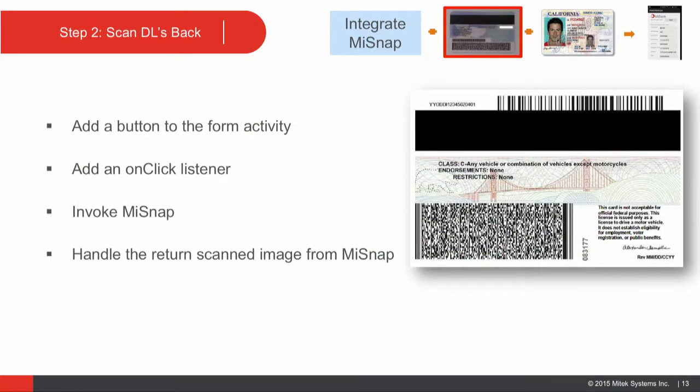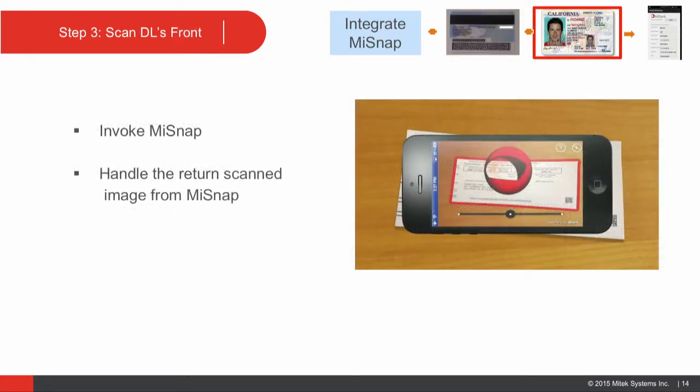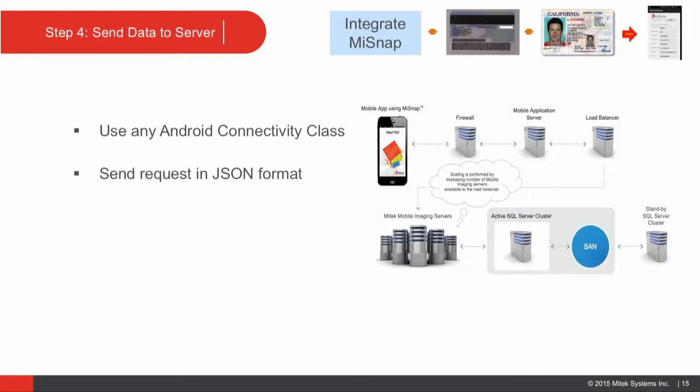In the second step, we will add a button or any widget to the application where we can implement an on-click functionality so that we can start MySnap from it. So once we have the button, we override the on-click listener for that, and we start MySnap. MySnap will return the scanned images back to the application. And once we have the back of the driver's license, we'll start MySnap again to capture the front of the driver's license.